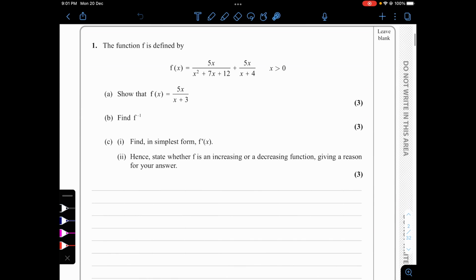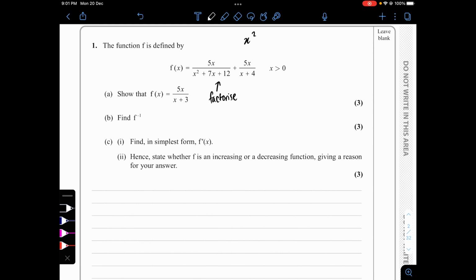So question number 1. The function f is defined by f of x is 5x over x squared plus 7x plus 12 plus 5x over x plus 4. Show that f of x equals 5x over x plus 3. So in this situation, you can always tell that we need to factorize this expression here. So let's do that first.